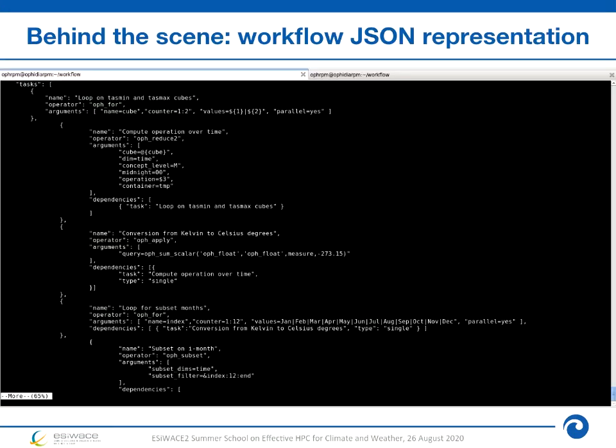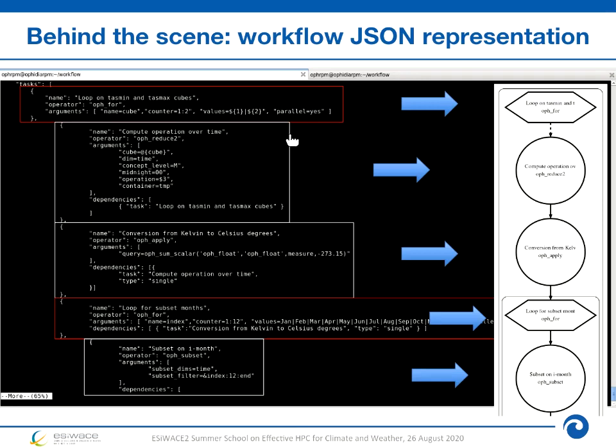This is an example of the JSON schema that we use to build the workflow. For each task, we can define the arguments, the name of the operator, and also the dependencies. You can see on the left part how this is translated to the graph. These red parts here are related to a loop for. And we can see that when specifying parallel equal to yes, it means that the branches of this loop will be executed concurrently on the resources. So this basically is not a real loop, but rather similar to a multi-thread computation.